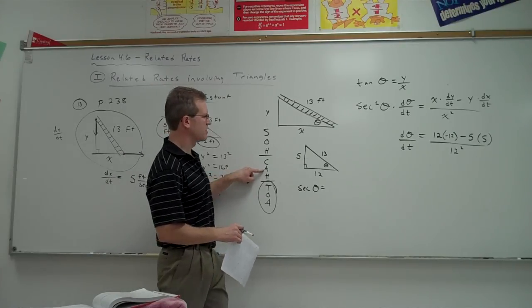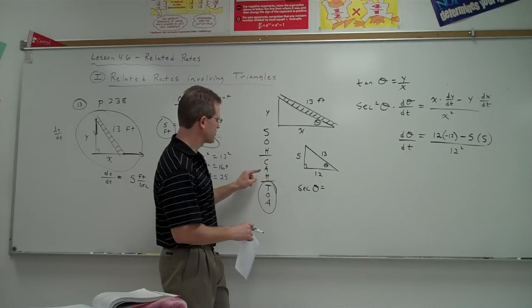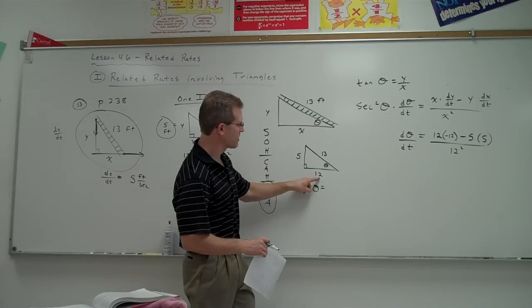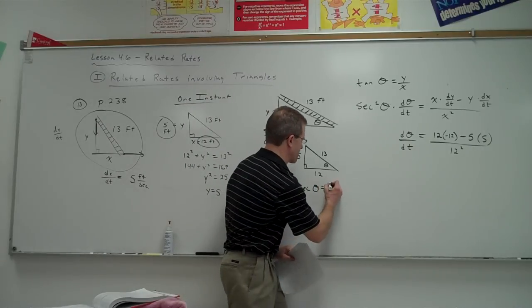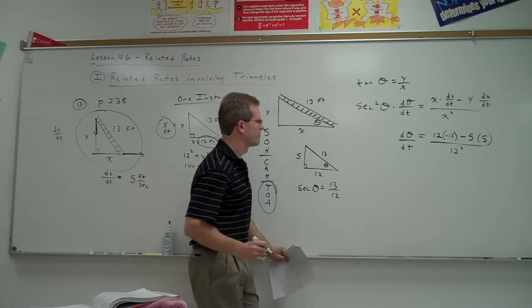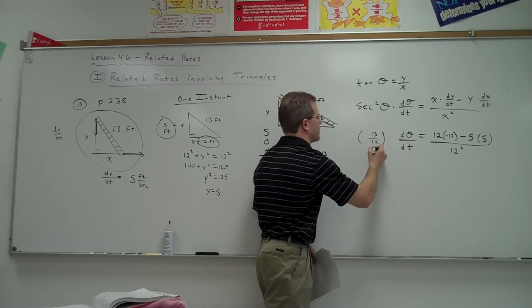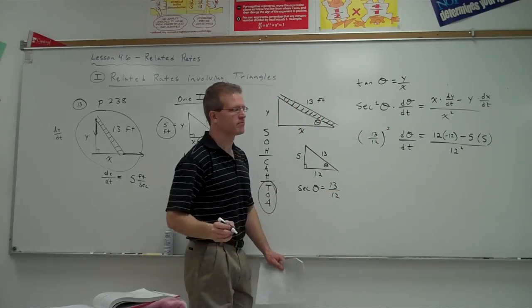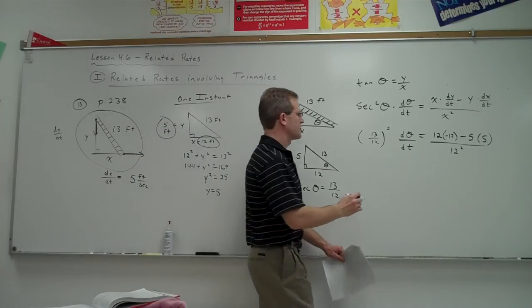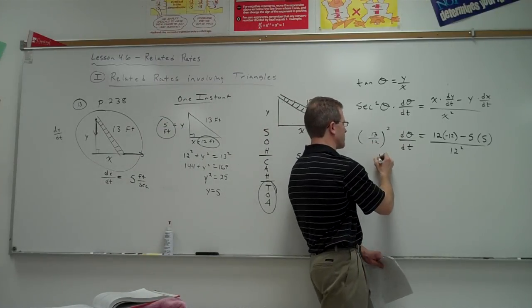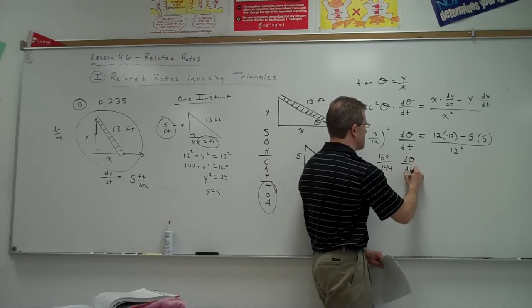So it'd be what over what? 13 over 12. Yep. Cosine would be, again, adjacent over hypotenuse, so 12 over 13. So secant's going to be 13 over 12. So that's what I'm going to plug in here for secant of theta, and then it's squared. So let's work this out a little bit. If you square 13 over 12, you get 169 over 144 times d theta over dt.